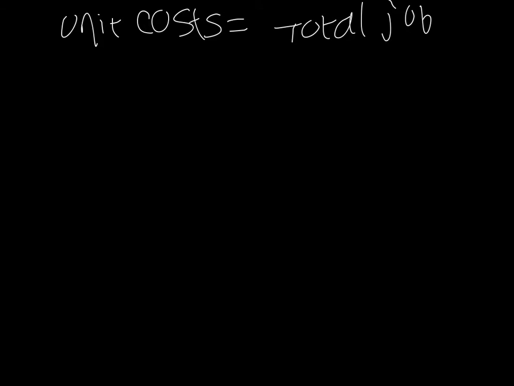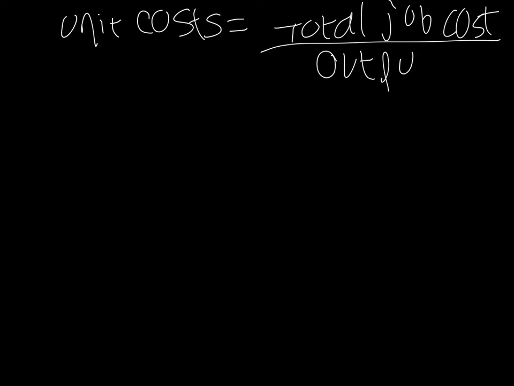When calculating a job via job order costing, there is an important equation where unit cost is equal to the total job costs divided by the output of the job. However, there are two main ways to go about costing for production, which are actual costing and normal costing.